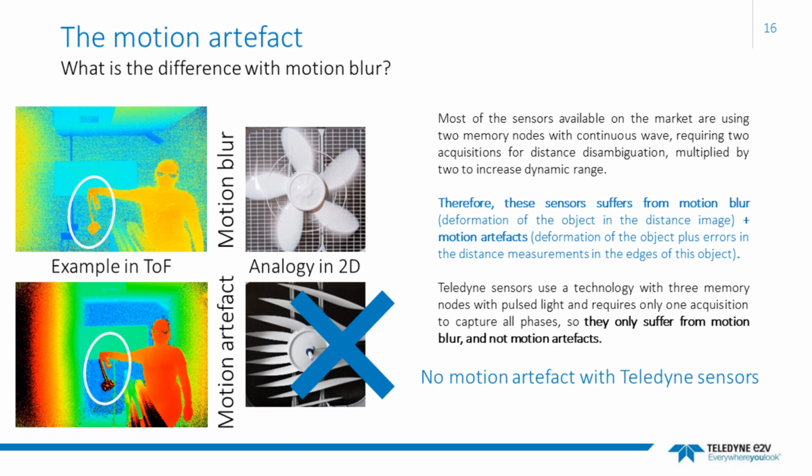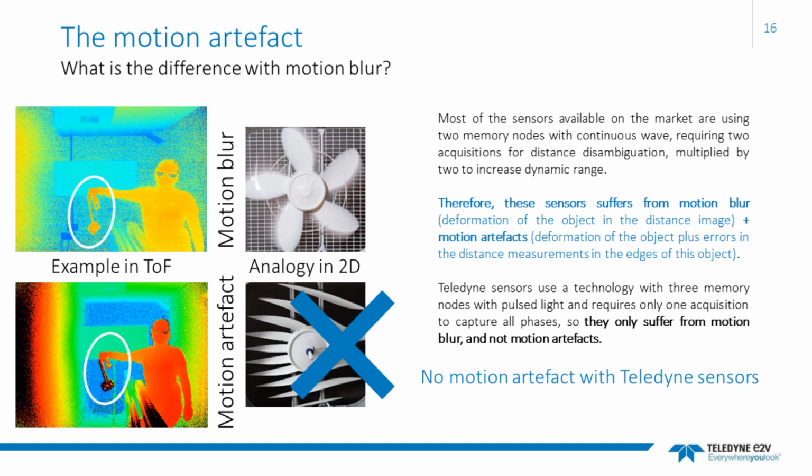In 2D, it is like the second picture, where the fan is a bit blurred as well, but the shape of the object is still a fan. On the other hand, the motion artifact would be in 2D like a picture of the same fan taken with a rolling shutter sensor. In the end, the shape of the object appears as totally different and erratic.